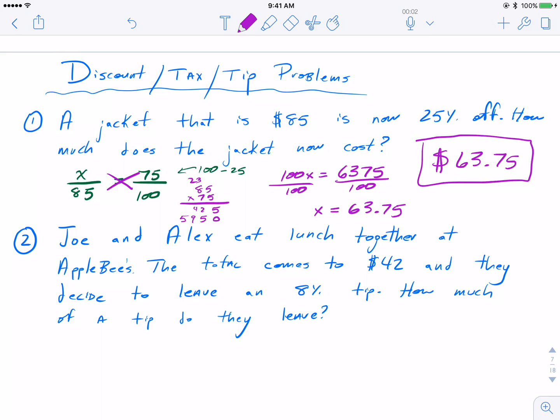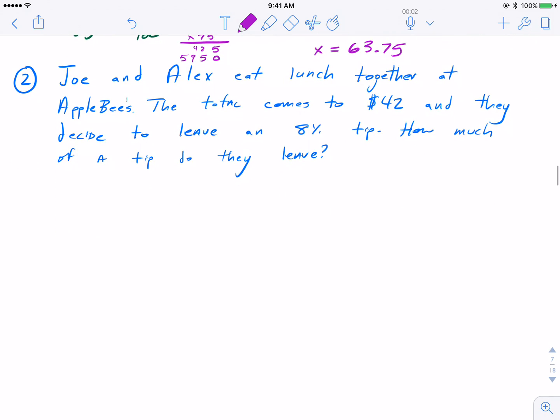Okay, so that was a discount problem. And like I said, all of these are using the same proportion setup, adjusting things, so they're all related. There are very slight changes, I should say, when we alternate between tax or tip or discount. Okay, we'll look at number 2 here.